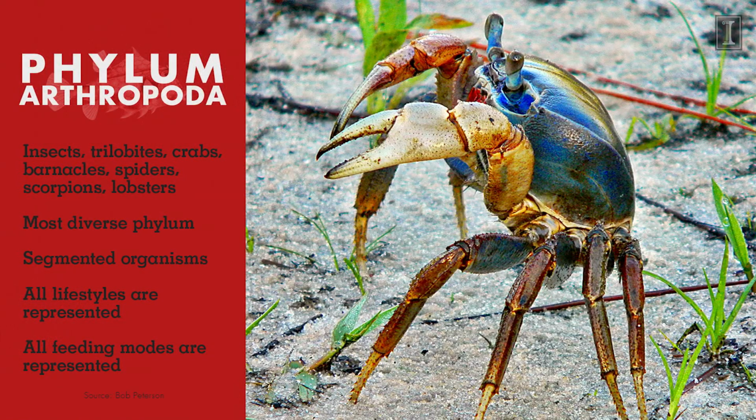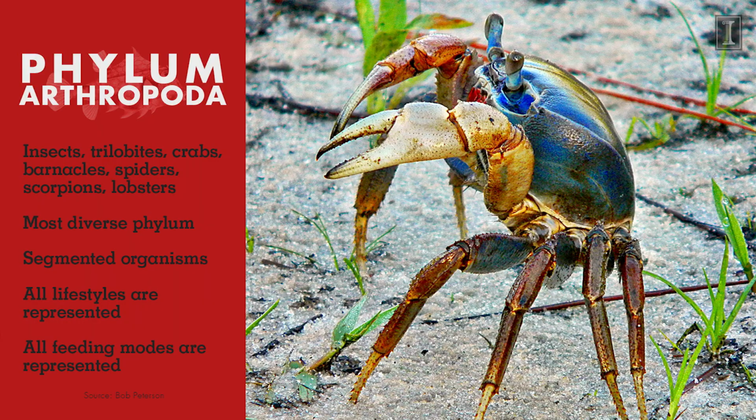And if you were paying attention to the list of examples, insects, trilobites, crabs, lobsters, scorpions, you'll see that they're representing marine organisms, freshwater organisms, and terrestrial organisms. So a very diverse group here. Their feeding mode, again, across the board. Something you want to consider if you've identified an organism as an arthropod is that you need to pay very close attention to the shape, the structure, the functional morphology of that organism so that you can start to hypothesize what this organism ate and how it lived.